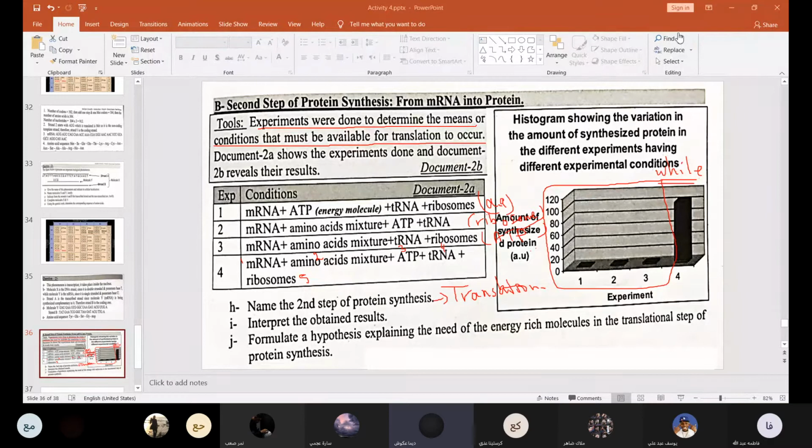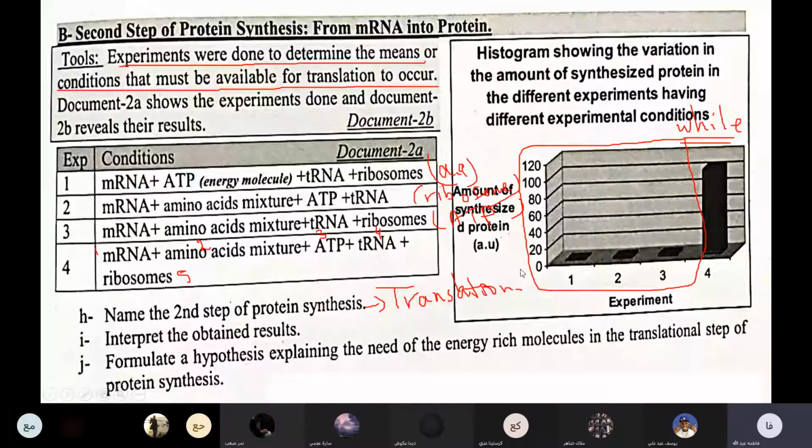I'm ready, can I? Okay. Before, Dima, can you tell what is the problem posed by this experiment? What are the needed conditions for translation to occur? Yes, exactly. I took it from the first two lines. What are the needed conditions for translation to occur? Now analyze.